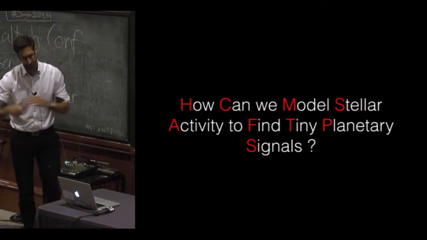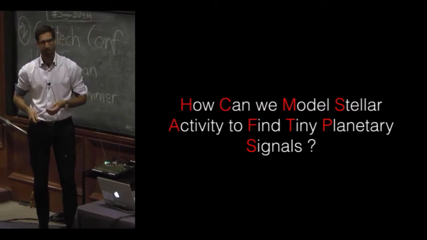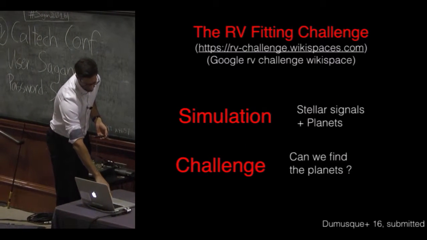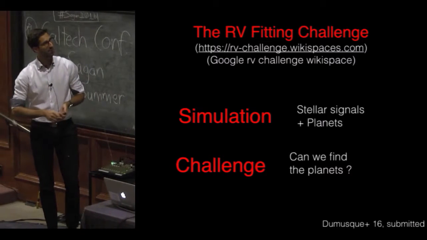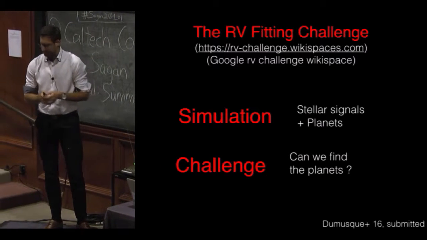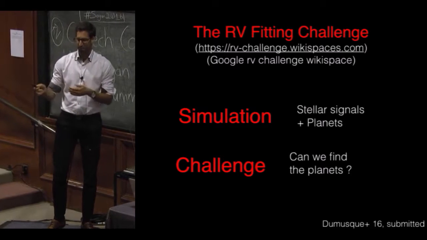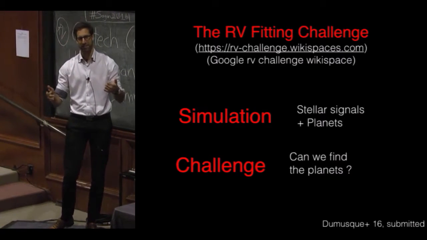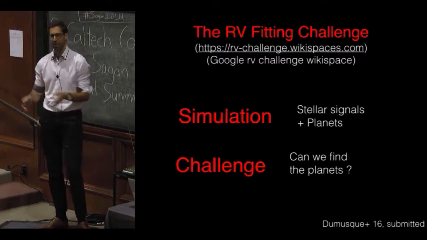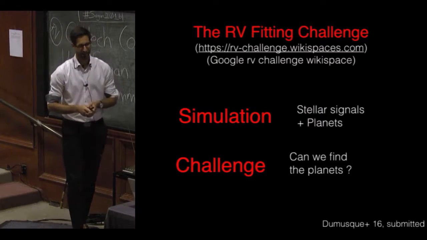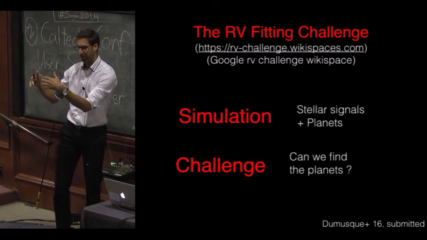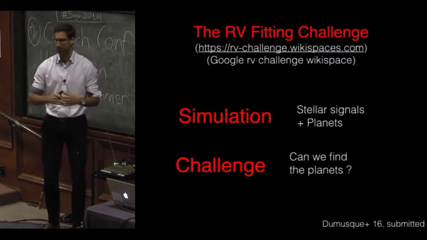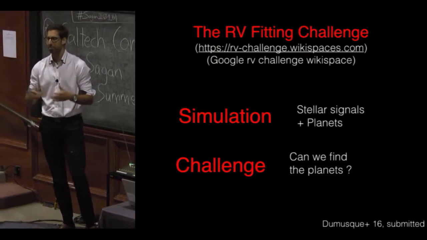So how can we model stellar activity if we want to find tiny planetary signals? Okay. So I did a test last year because when I was reading papers, some different teams were analyzing exactly the same data set, and some team was saying, okay, on this system, we have 2 planets. Some other team was using a different model to fit the stellar activity, the stellar jitter, and they would say, oh, on this system, we have 4 planets.